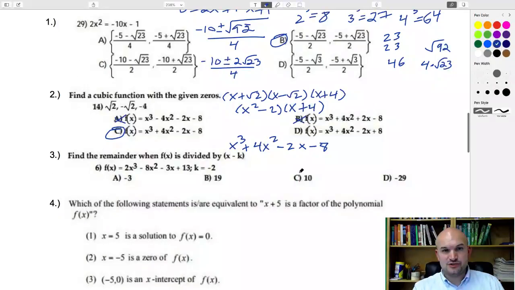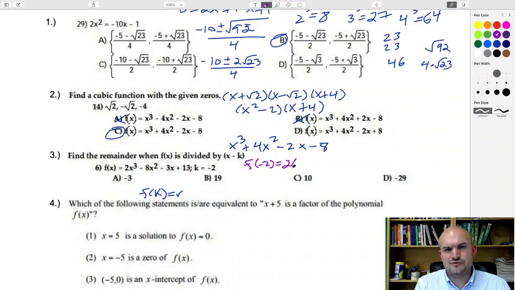So in this example, what we're going to do is use the remainder theorem. So again, remember the remainder theorem is if you plug in the zero, f of k, that's going to give you the remainder. So they're saying k is negative 2, so all I'm going to do is just plug in f of negative 2. So f of negative 2 in this case is 2 times negative 2 cubed minus 8 times negative 2 squared minus 3 times negative 2 plus 13.